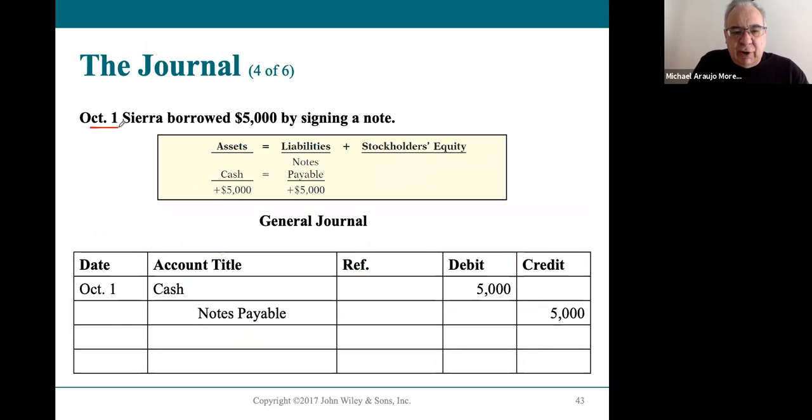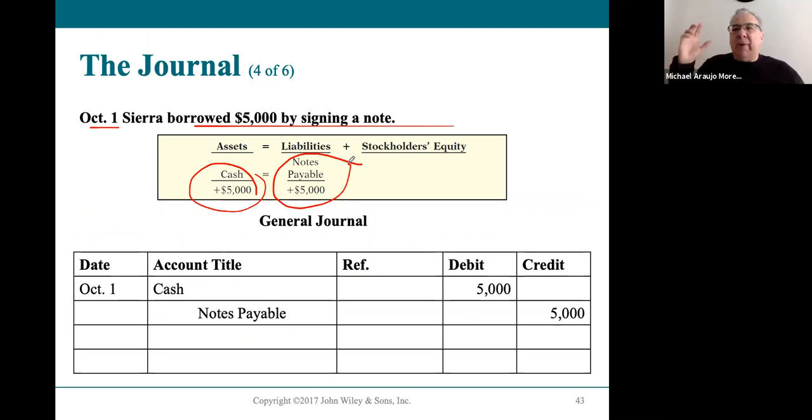Again, on October the 1st, later that day, we borrowed money. We analyzed it. We had more cash. We had more notes payable. We said, okay, cash increases on the debit side, notes payable increase on the credit side. We did all that analysis. This is what it looks like in the journal. The date is listed as October the 1st, which is when it happened. And again, the accounts are going to be listed.